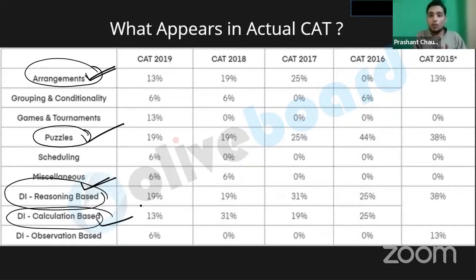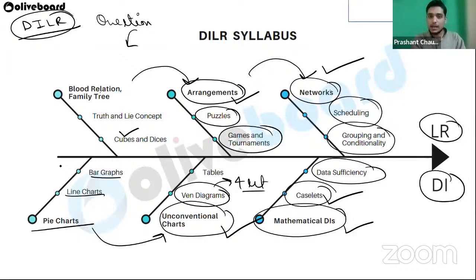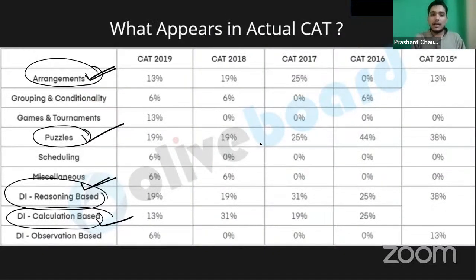These are 4 topics that have proved to be of more importance, of more weightage in the CAT. So these will be the 4 topics that we will focus more on. We will cover this whole syllabus, but the 4 topics that we will cover more are arrangements, puzzles, DI of reasoning based, and DI of calculation based.